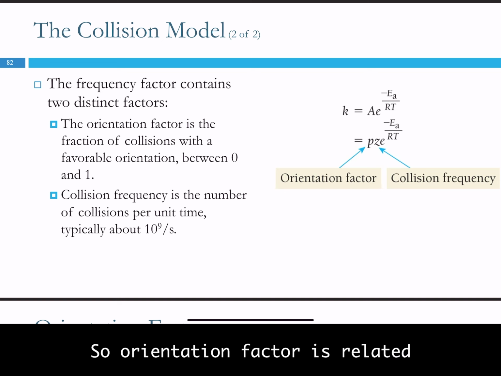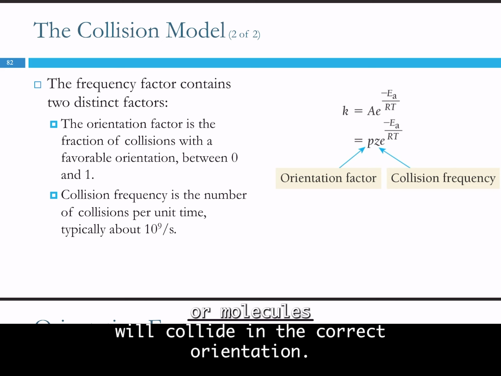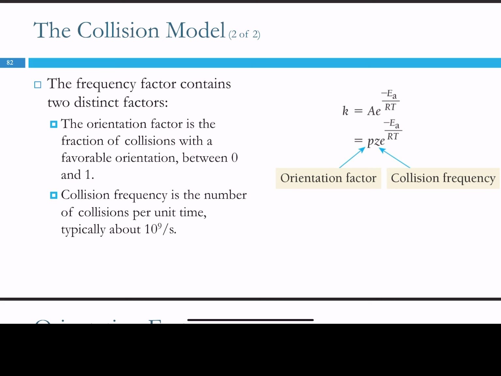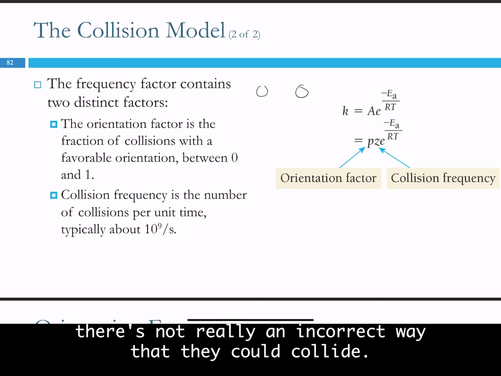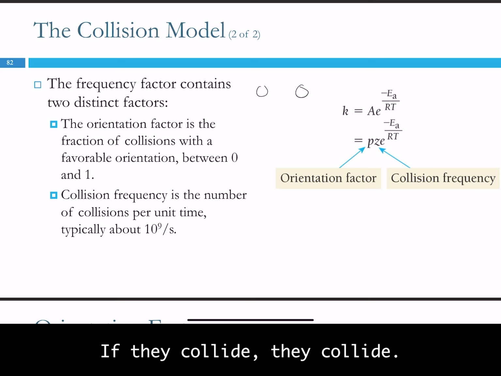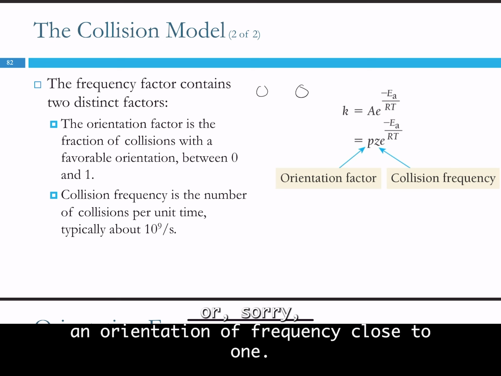The orientation factor is related to how likely it is that two atoms or molecules will collide in the correct orientation. For some reactions, it's very simple. If I've got two atomic species that are both spheres, there's not really an incorrect way that they could collide. If they collide, they collide. So you'd have an orientation factor close to 1.